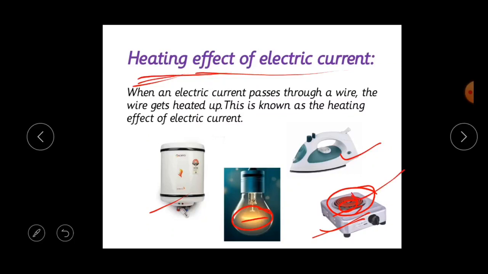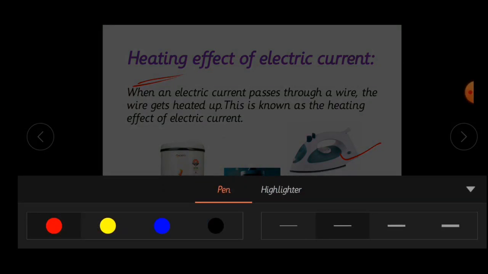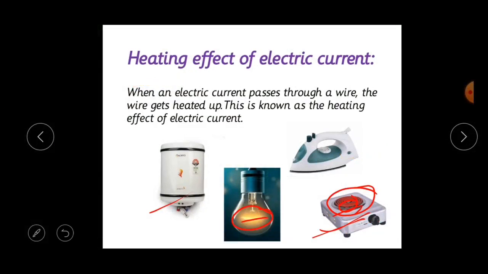Even this induction cooker or this electric stove, here we have the coil. Can you see this coil here, children? The red one. This one. Yes, this is called a coil, which gets heated. Here you can see that electric energy is converted into heat energy. Yes or no? Yes. So this wire, this coil, is called an element. Okay, this is called an element. Understood, children?